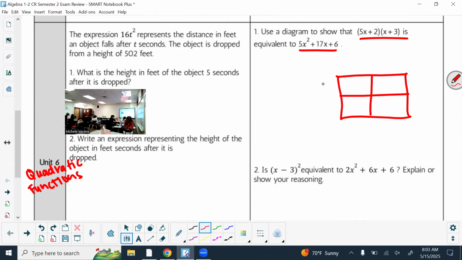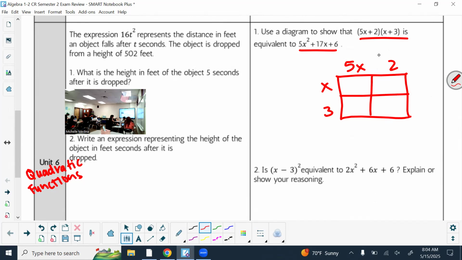If you show that they're equivalent another way, which I've seen students try, what I don't want to see is you drawing the picture of a graph. That doesn't really sound like a diagram. This would be a diagram. So when I have two binomials multiplied together, my diagram would look something like this.